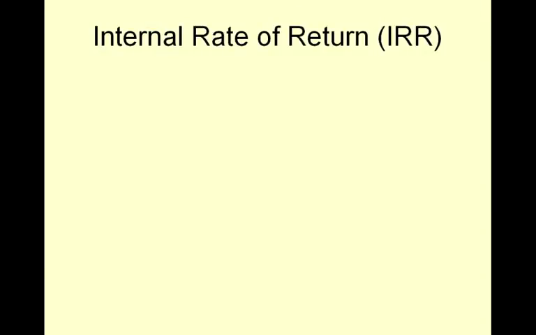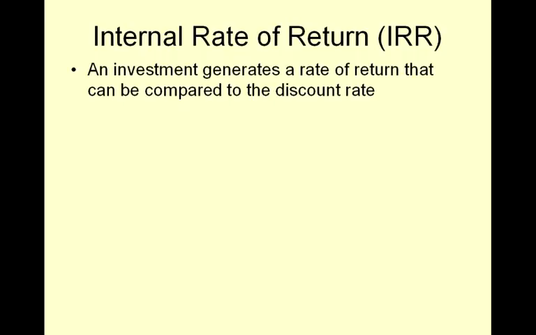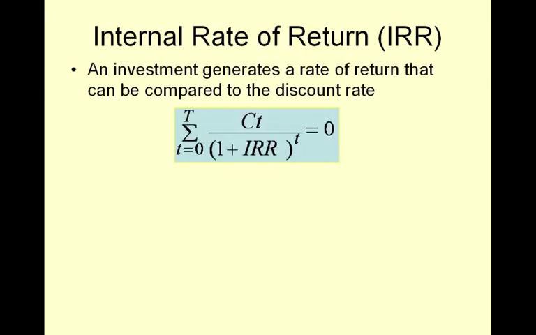Now let's move to a new concept, internal rate of return. An investment generates a rate of return that can be compared to the discount rate. Here's the formula for the internal rate of return. In this formula, IRR is the unknown, and it can be found or calculated if we set the net present value formula equal to 0 and determine the rate of return that sets the initial cash outlay equal to the positive cash flows that start in year 1.